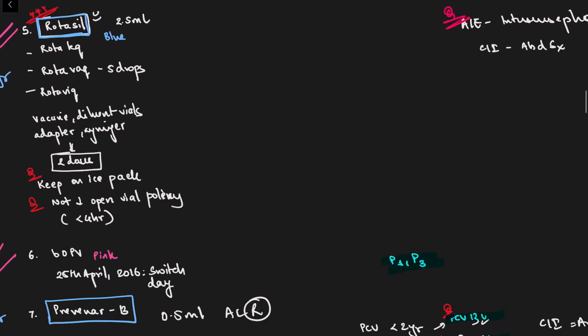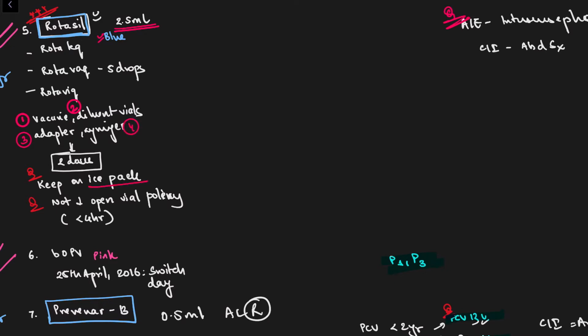Then some other vaccines. First is Rotasiil. It is 2.5 ml the dose. It is a blue colored bottle, and it is given orally. The three vaccines are Rotateq, Rotarix, and Rotavac, for which 5 drops are given. Right? And the components are vaccine, diluent vials, and an adapter syringe. And 2 doses of Rotasiil are given.